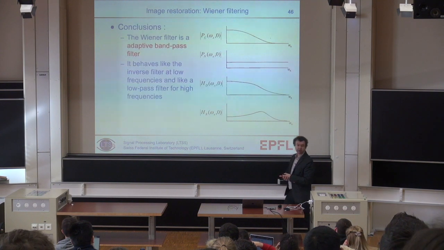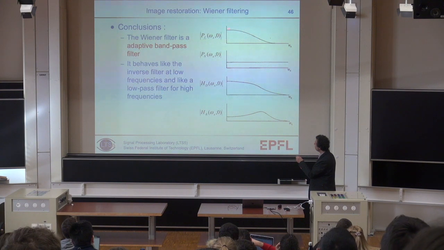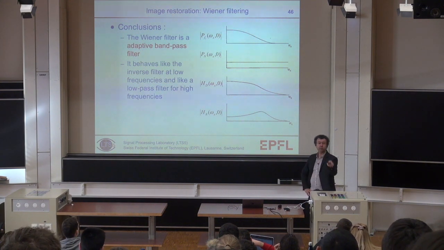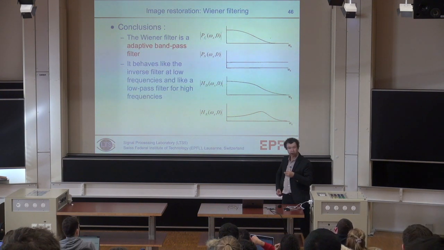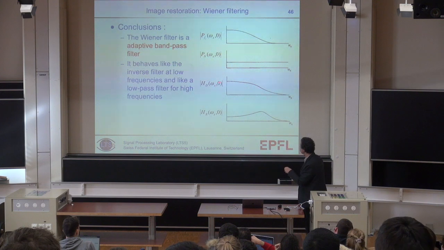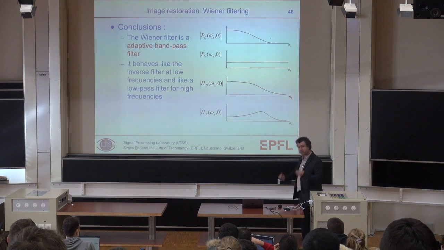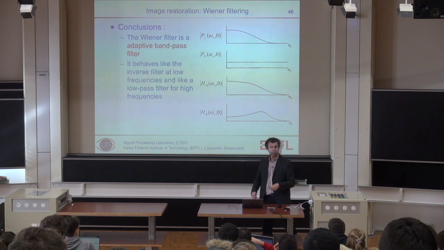This is what you see graphically here. This is the spectrum, in 1D to make it simple, the spectrum of the image. This is the spectrum of the noise. In this case, it's a white noise. It's just an example. This is the degradation filter, a low-pass filter because I'm a bad photographer. My images are blurred.